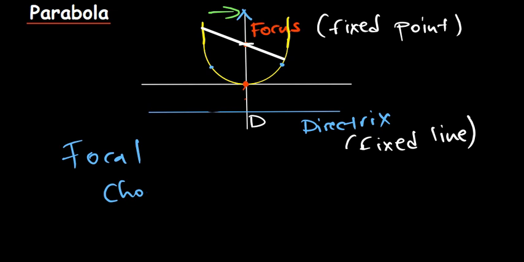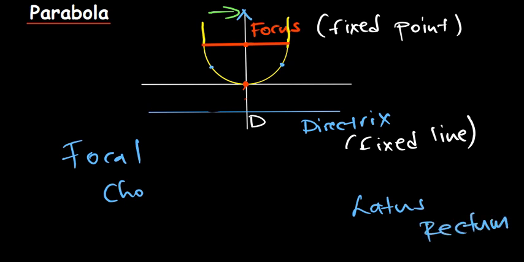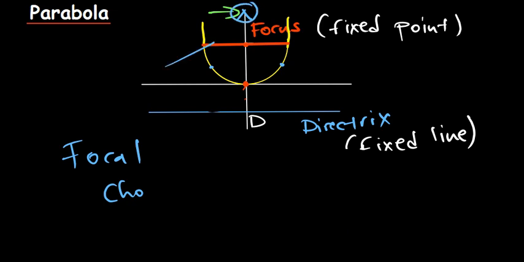Now, there's a specific type of focal chord, which is unique because it's perpendicular. So that passes through the focus and then it's perpendicular, like that. That one has got a special name, we say latus rectum. This one is perpendicular to the axis. So it should be perpendicular in this case to the y-axis. So that is called the latus rectum.